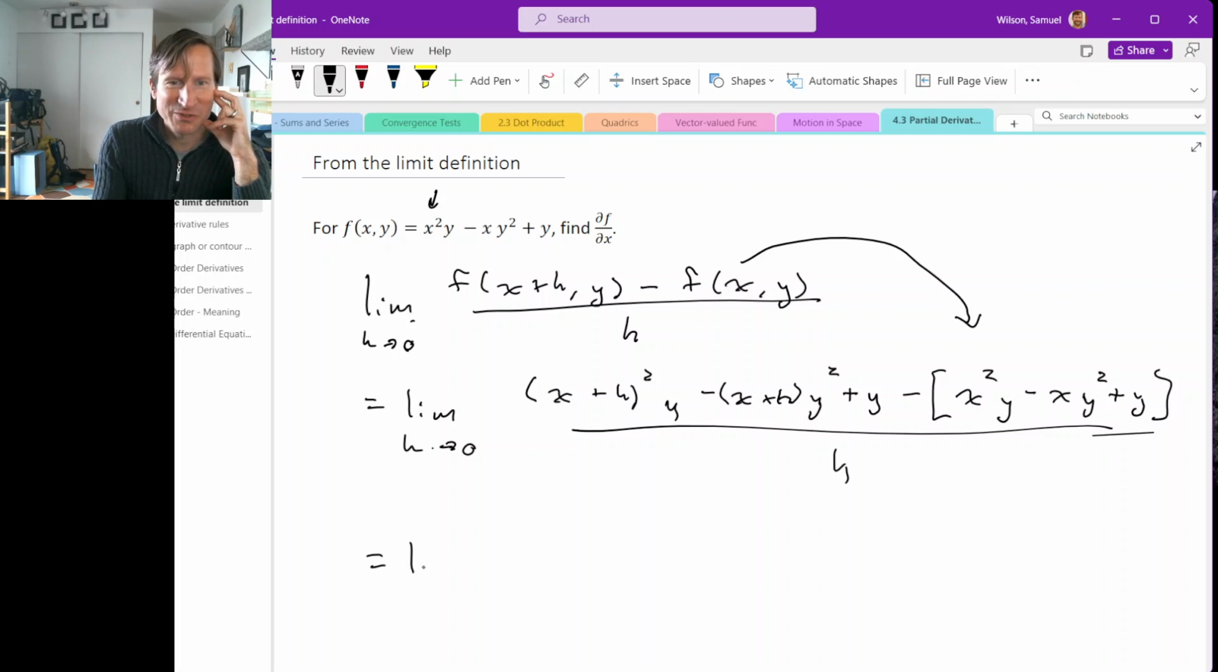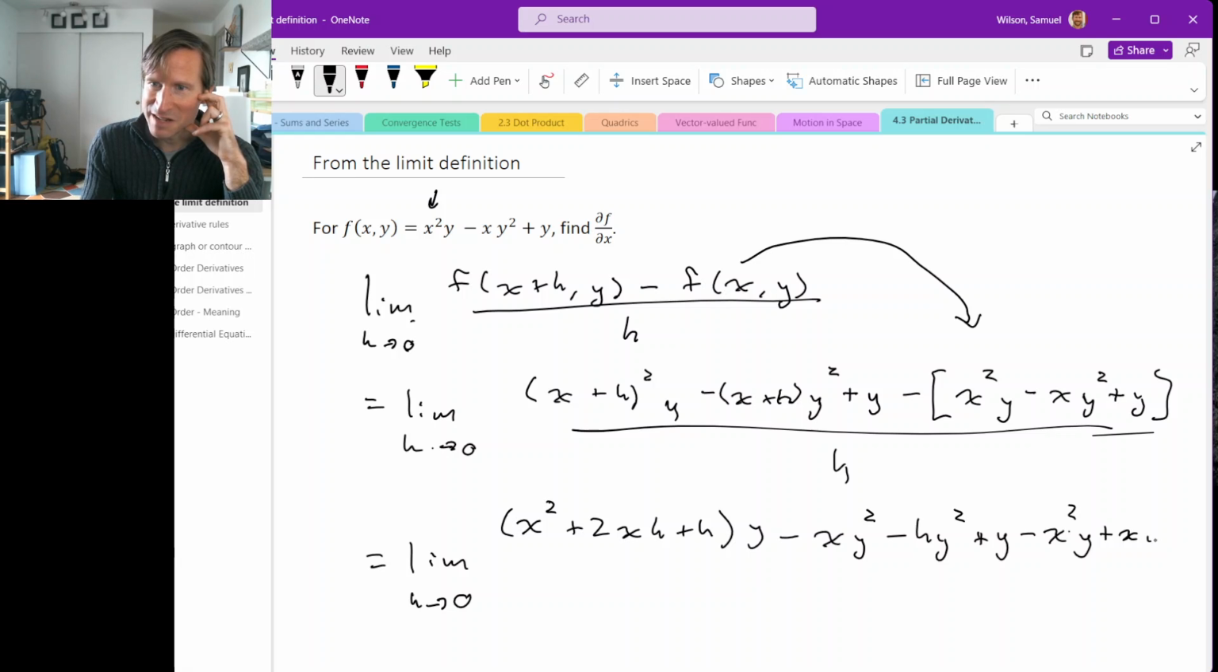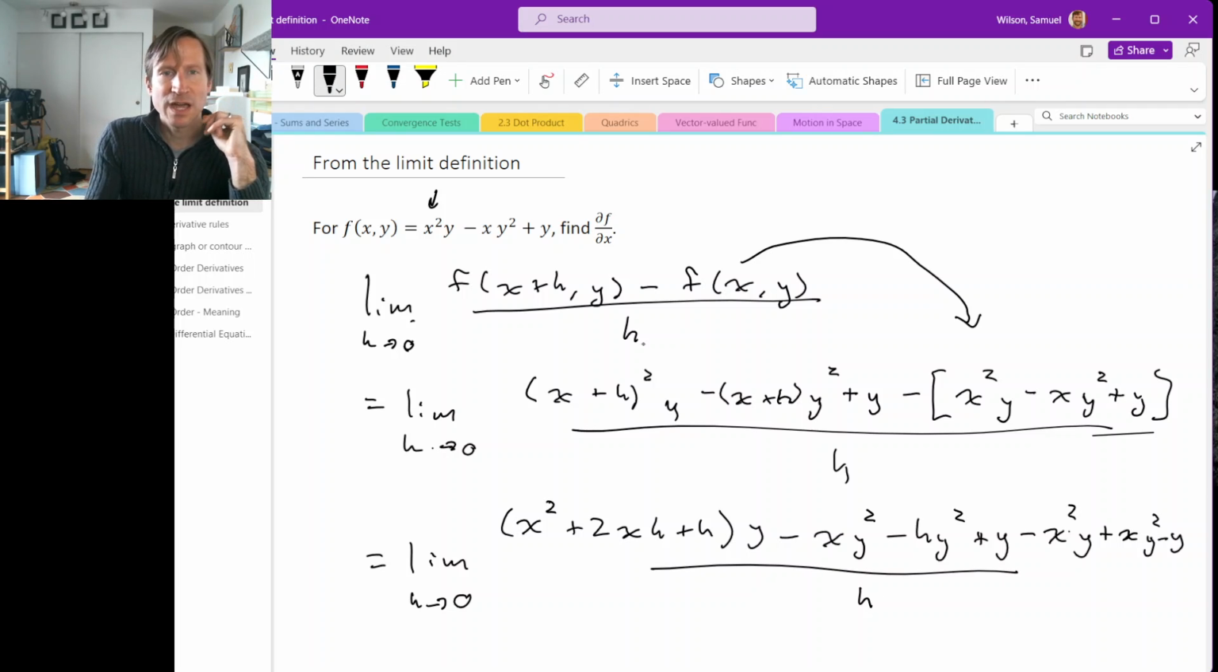So limit as h goes to 0 of multiplying this numerator all out, we have x squared plus 2xh plus h squared, all times y, minus, so let's see, this is going to be xy squared minus hy squared plus y, okay, minus that stuff in brackets, so minus x squared y plus xy squared because of the minus minus, and then minus y, all over h. Okay, and now let's start simplifying this.